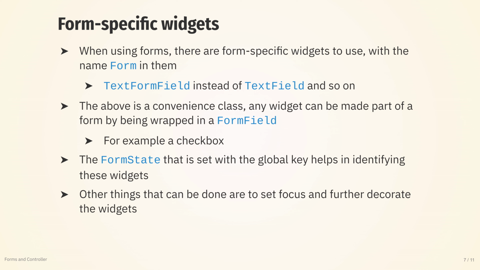form-specific widgets. So we will have a text form field instead of a normal text field, and so on. These are just convenience classes, so it's perfectly all right to use anything else if you like as well. There are examples of checkboxes and so on. And then the form state is used with the global key to identify these widgets that we're going to use. But let's move over to the example.